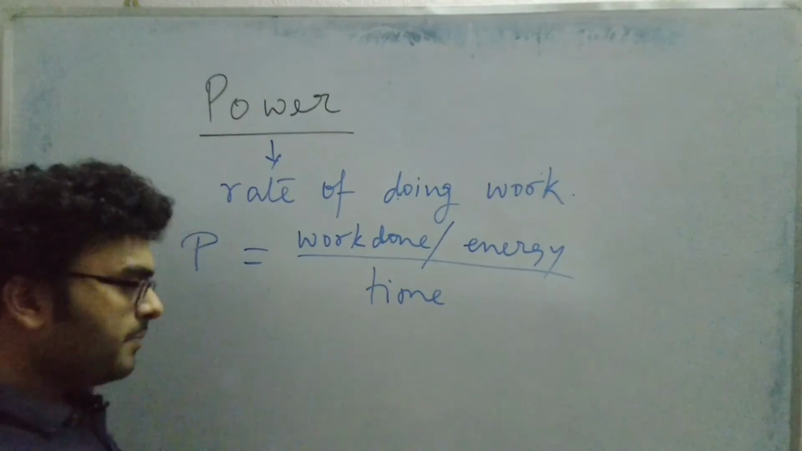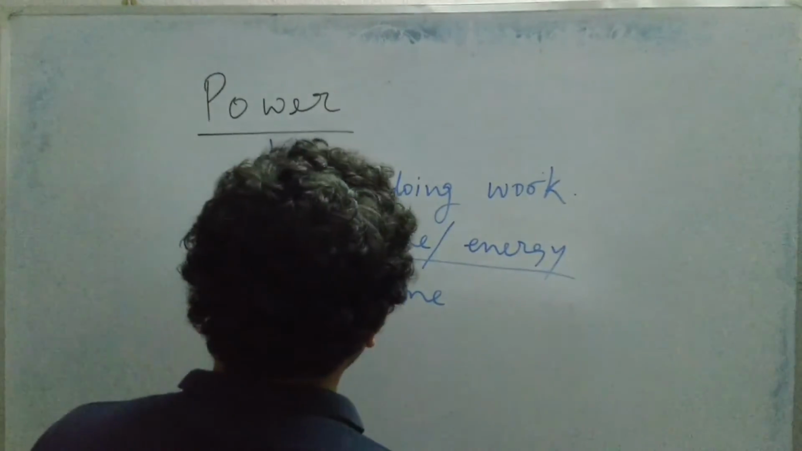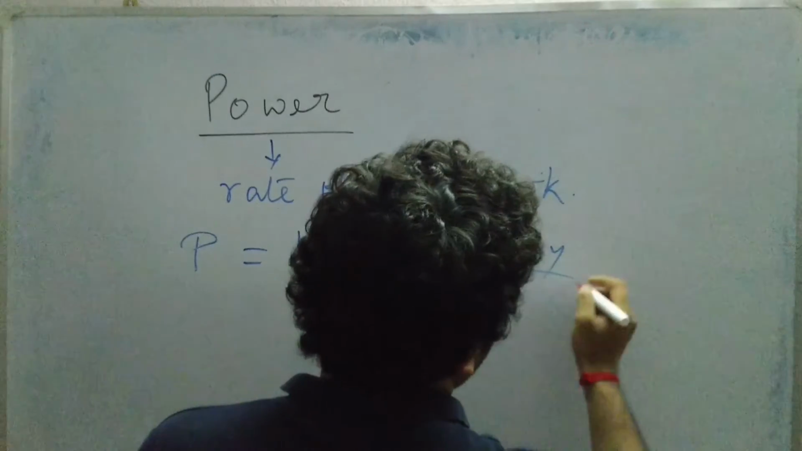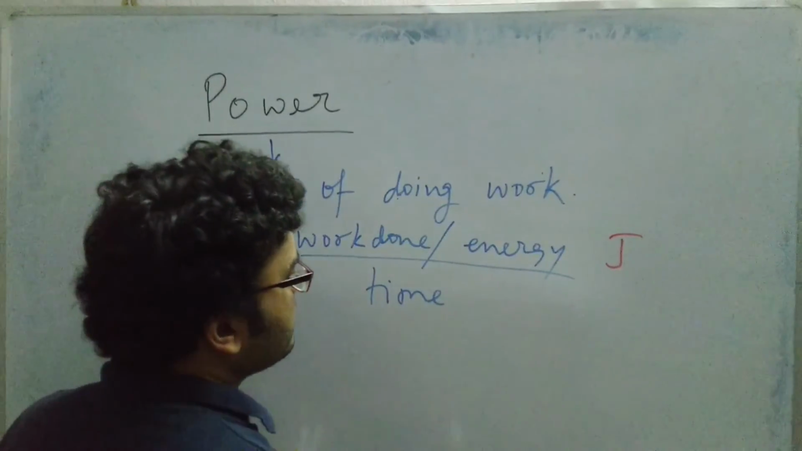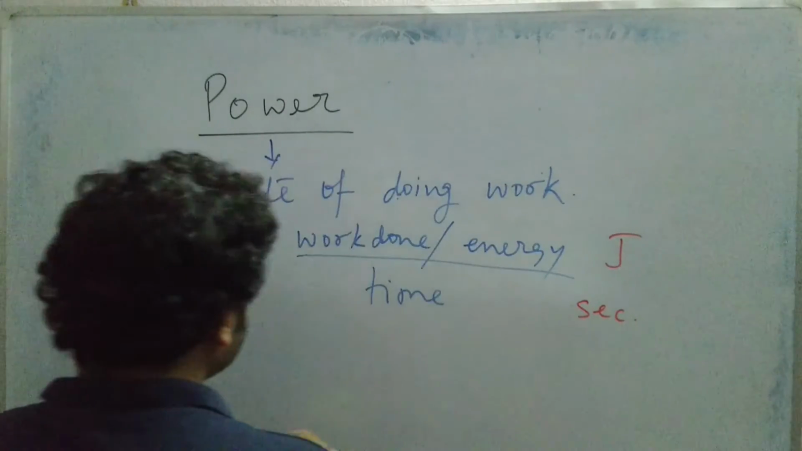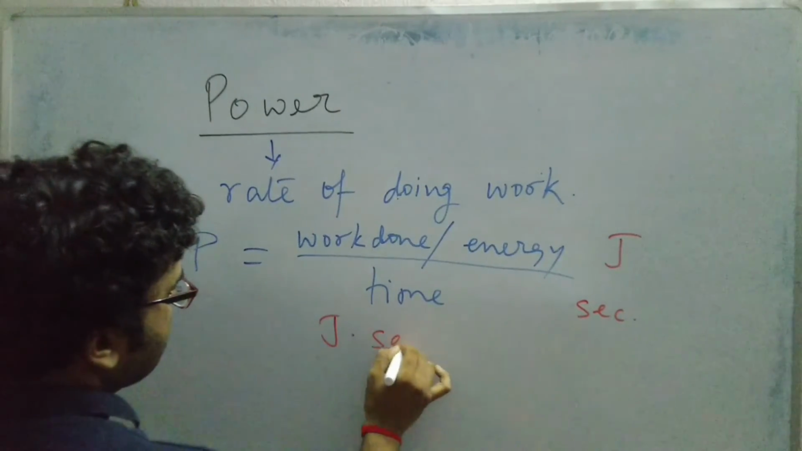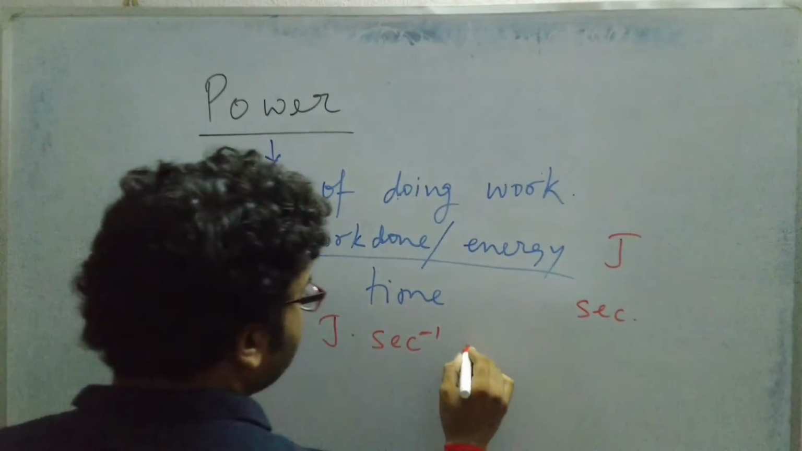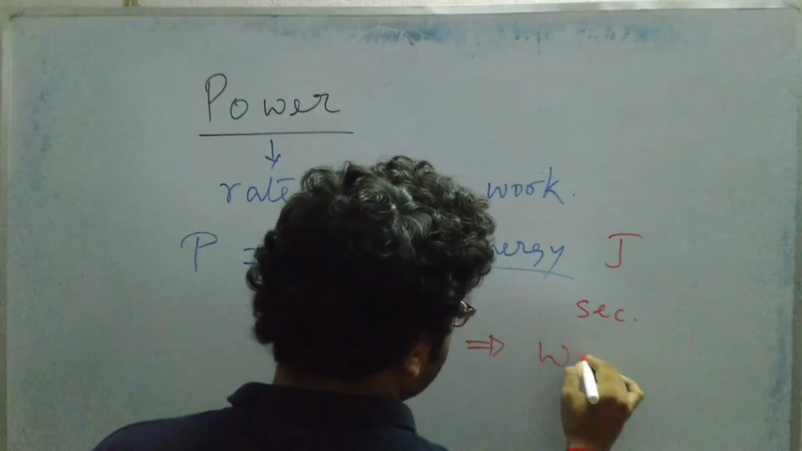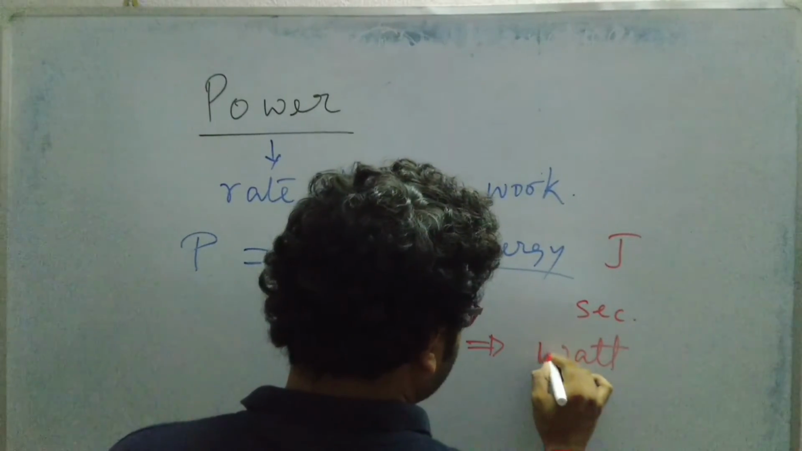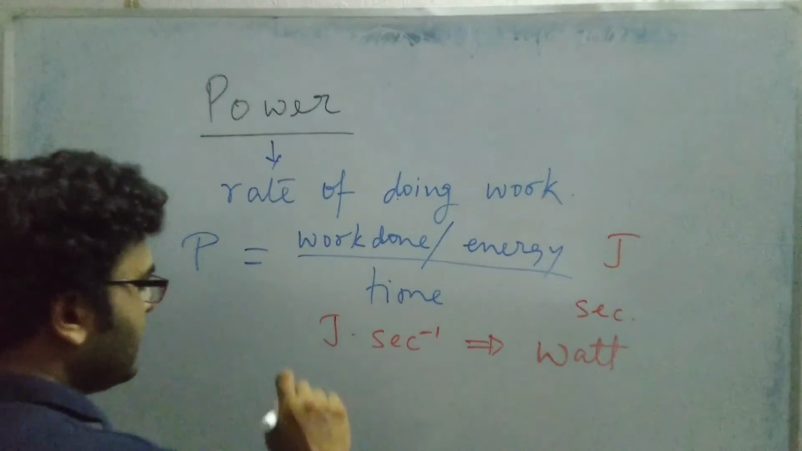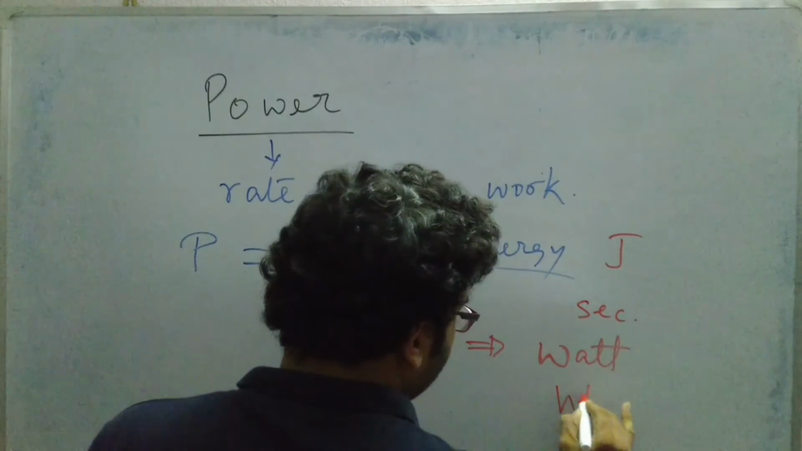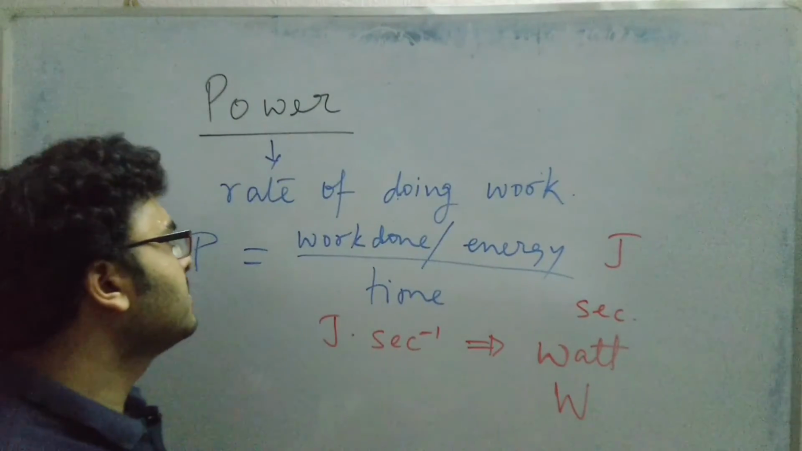Now, while defining the SI unit of power, you must remember that the SI unit of work or energy is joule, and the SI unit of time is second. So the SI unit of power is joule second inverse. This has been abbreviated as watt. It has been named after a scientist, hence the abbreviated form of watt is written in capital W. So this is the SI unit of power, watt.